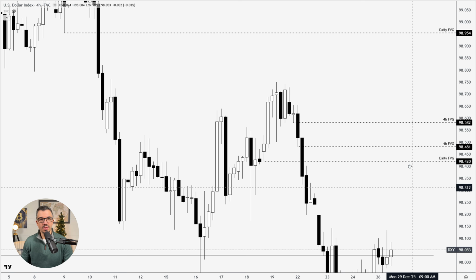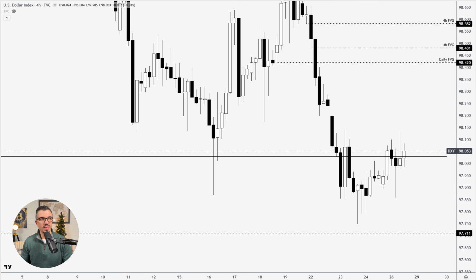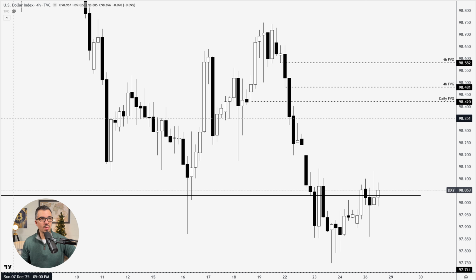First of all, you can see where we did close last week just above this low back here, so this level. Technically the weekly is still holding above here, and that's significant because we do have a couple of things happening with the DXY where we have a gap right here. We also have some imbalances up here in this area.